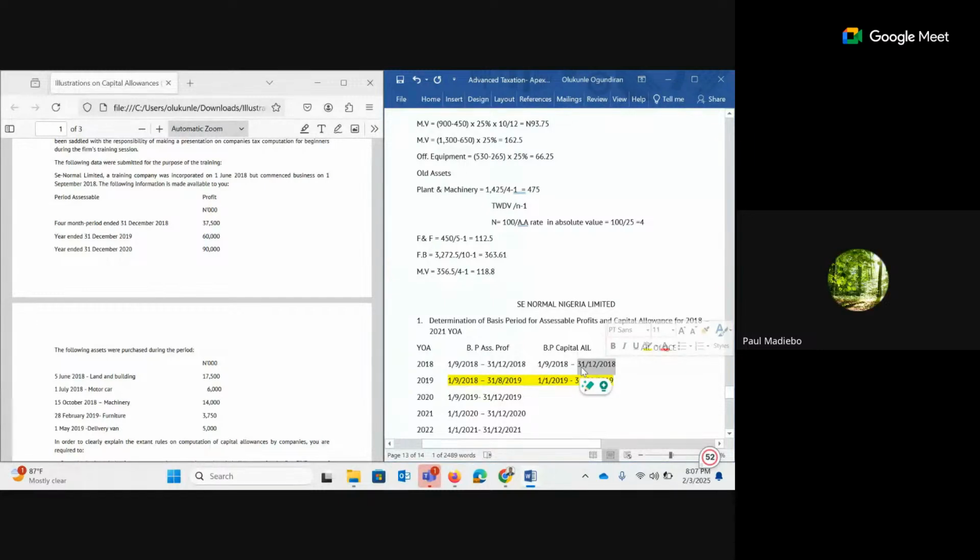1st of January 2019. And then you end where the basis period for assessable profit ends. When the basis period for assessable profit ends, talk to me now. 31st August 2019. All right, good.